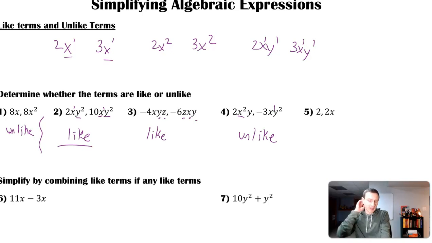And number 5, we have the constant 2 and 2x. So 2 is just a term without a variable, and then 2x is a term with x being the variable. Those aren't the same. They have to be the same variable, or both constants, like 2 and 3 would be like terms, because they don't have a variable. But in this case, we have 2 and 2x, so those would be not like terms, unlike.